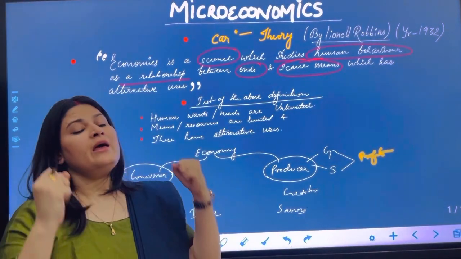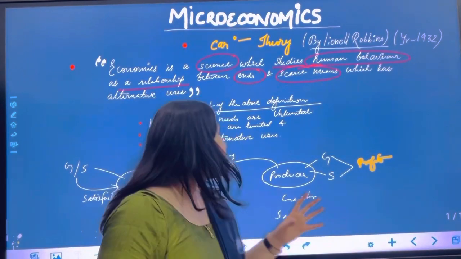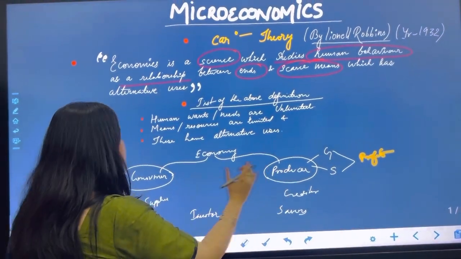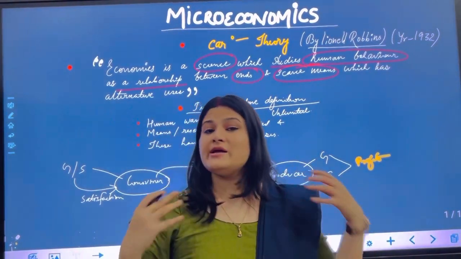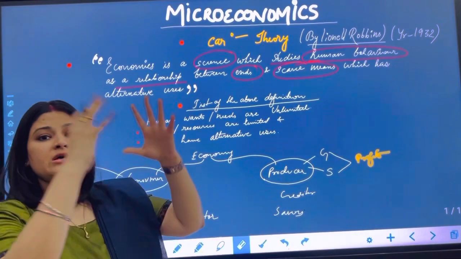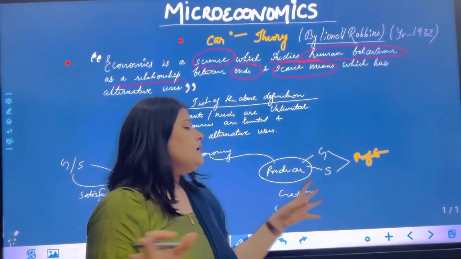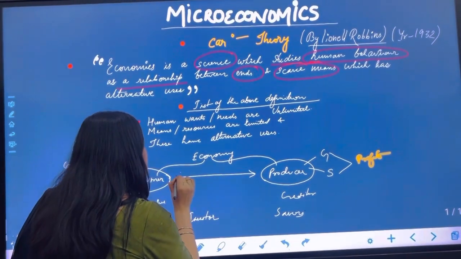Without consumption and without production, we cannot imagine an economy. Okay? So these are the most important part of our economic system. If they don't exist, we cannot think about saving, investment, goods, supply, or anything. So these are considered the pillars of the economy.